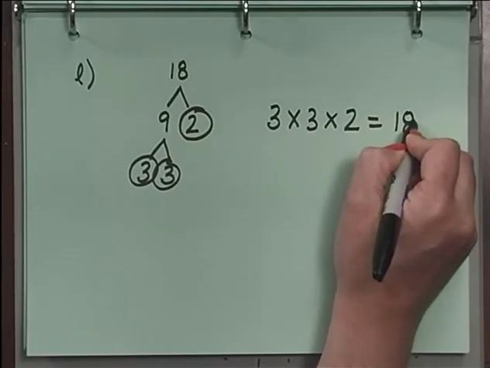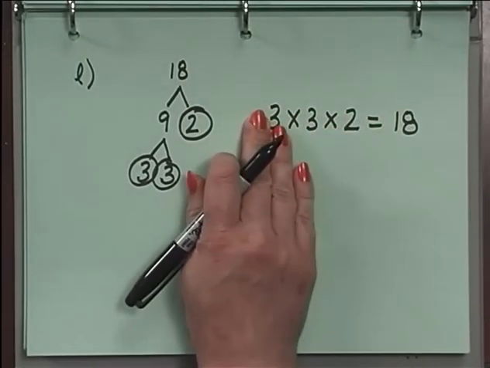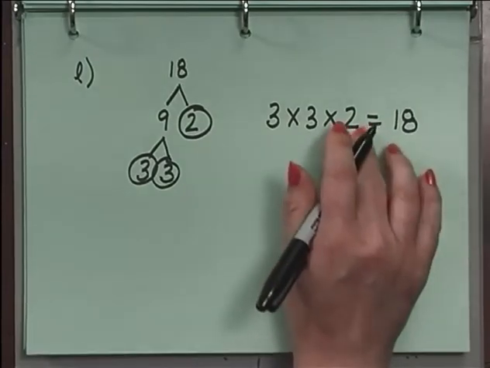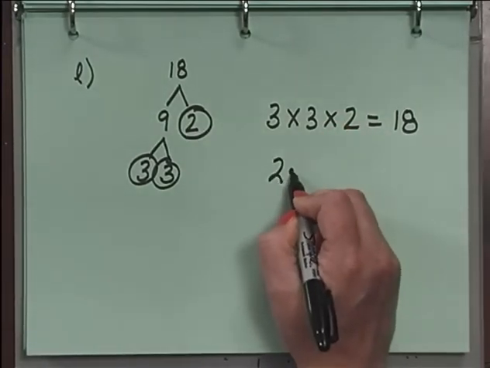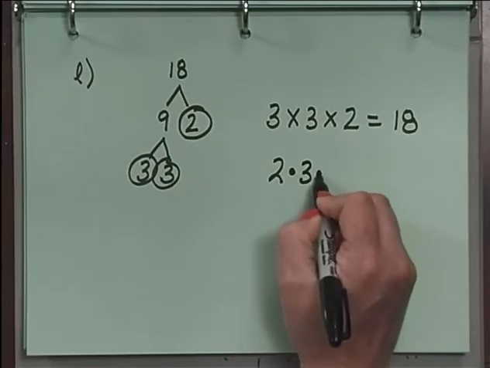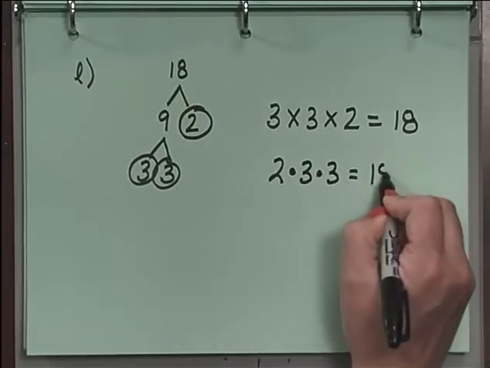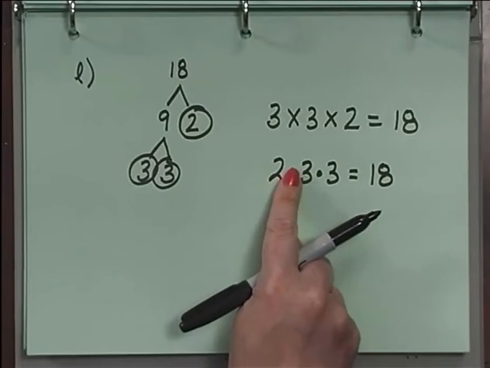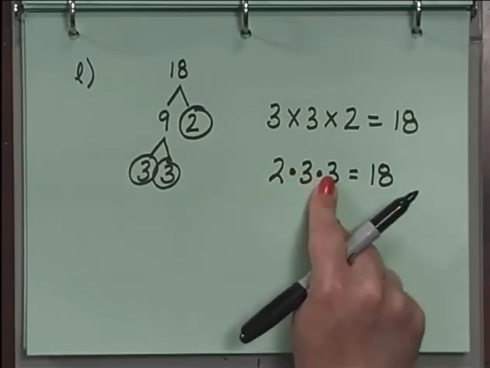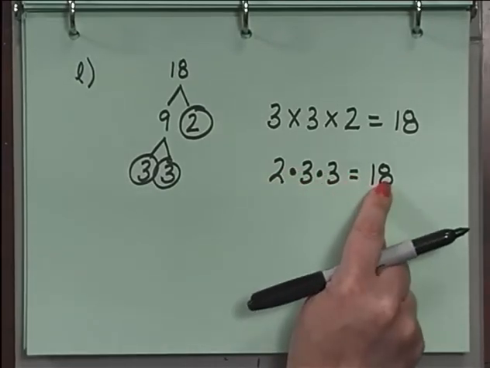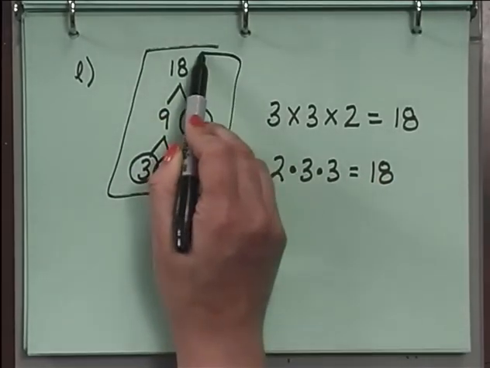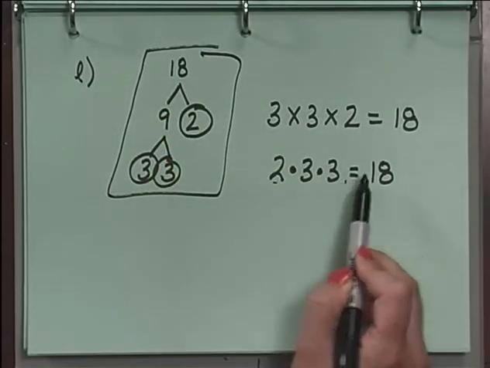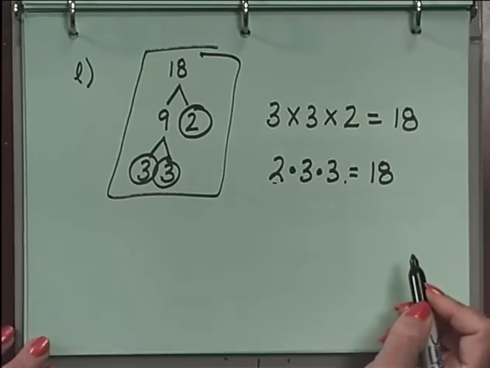Now normally when we write our answers, we want to put our numbers in numerical order. So I'm going to put the 2 first. And then notice that in your solutions manual, they're going to use a dot instead of the multiplication symbol. So they're going to write their answer like this: 2 times 3 times 3 is equal to 18. So we're using what is called a factor tree to write out the prime numbers that multiply together to give me 18.